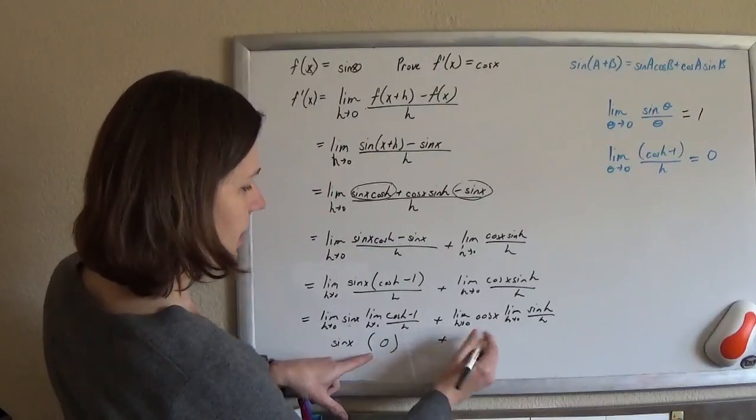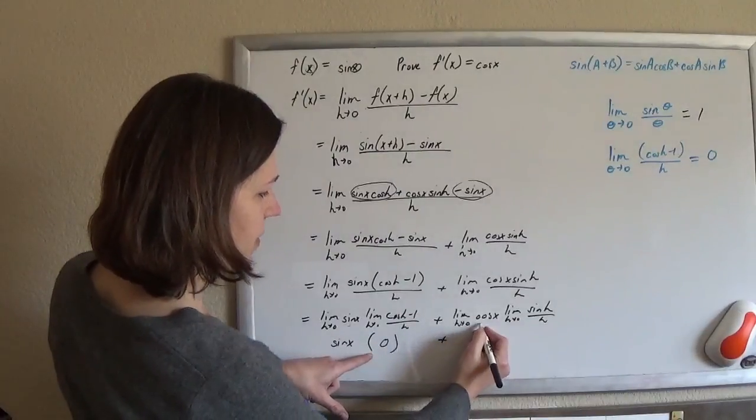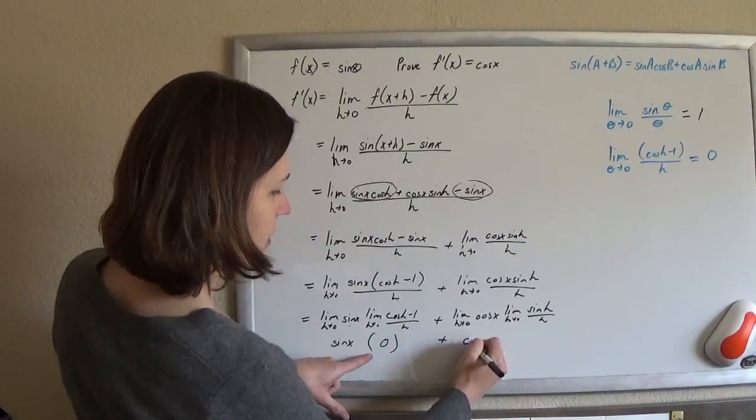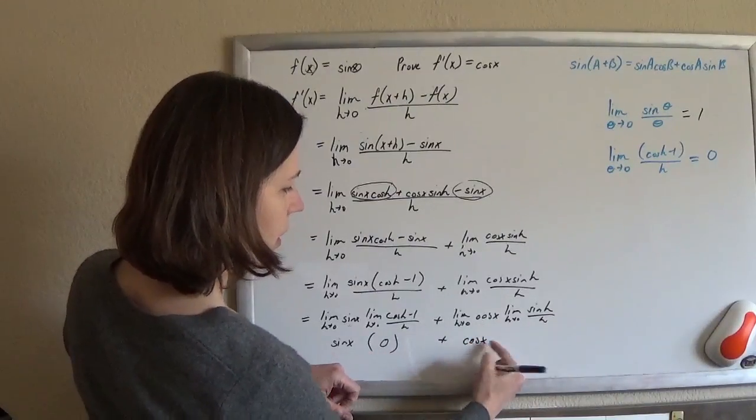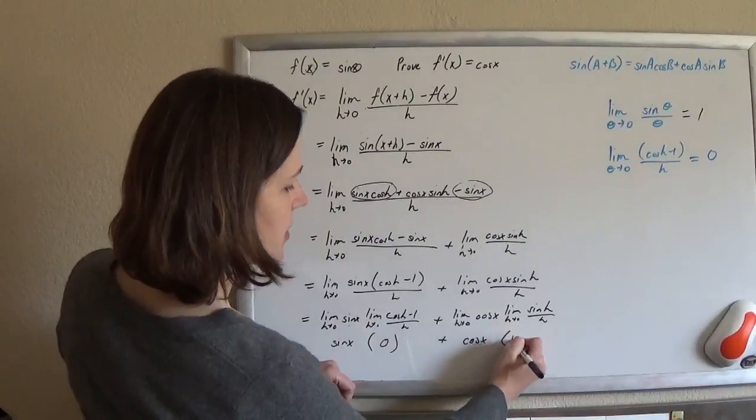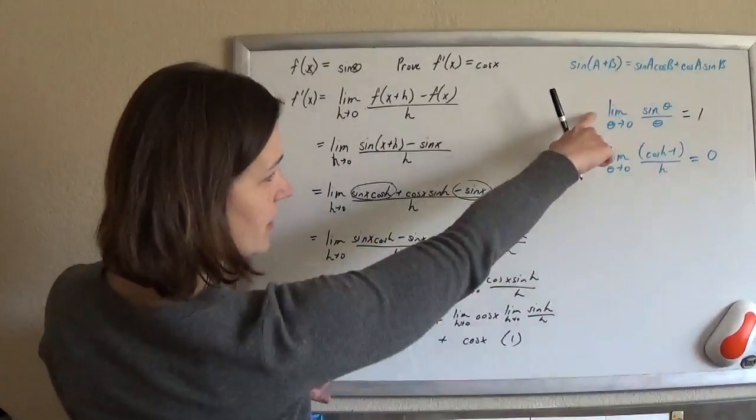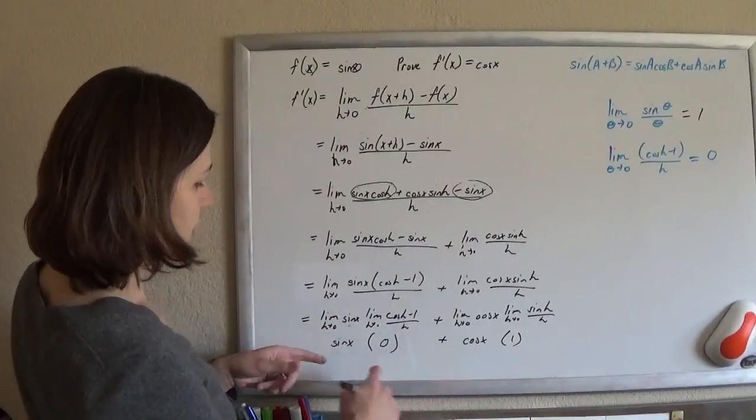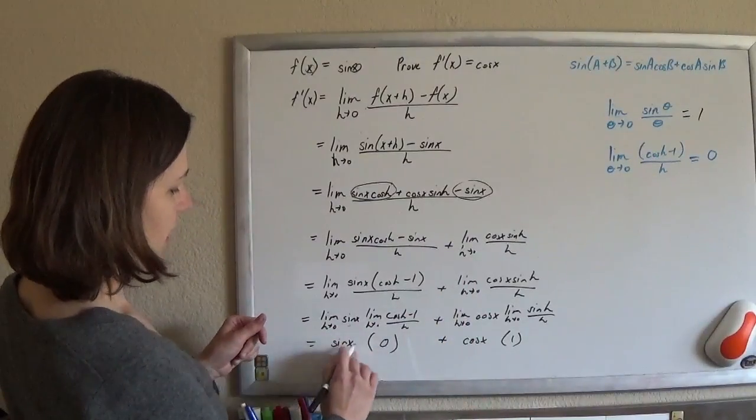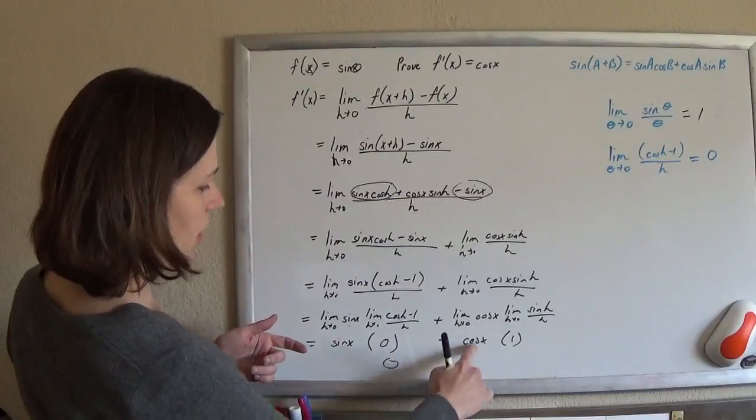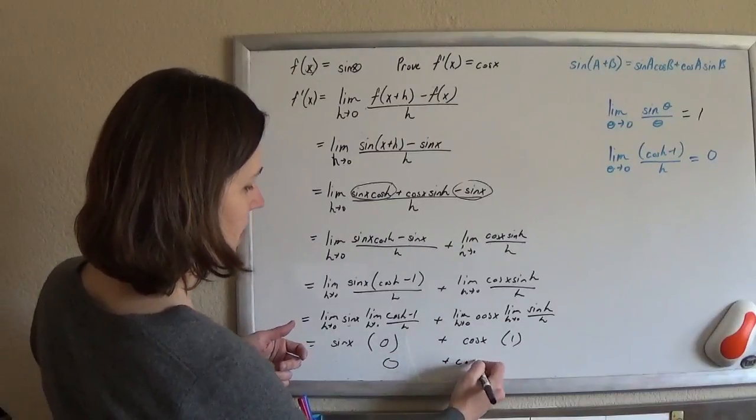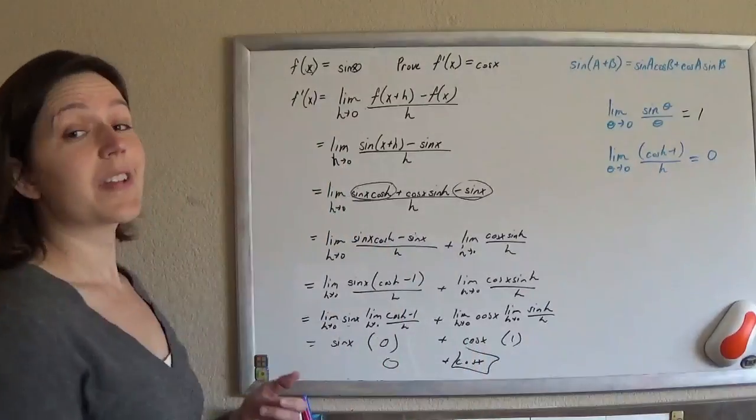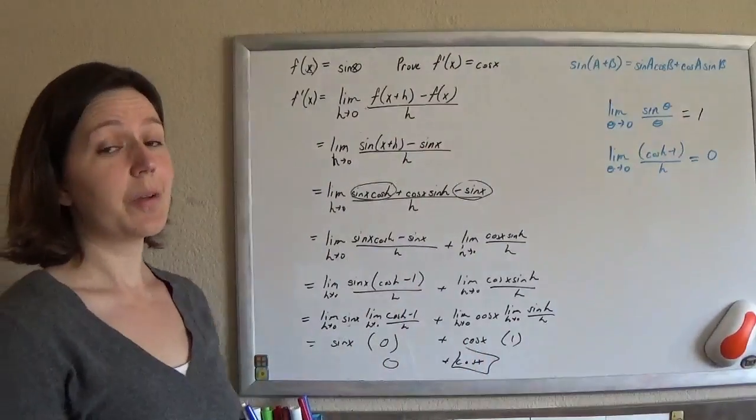And then this part, limit as h goes to 0 of cosine of x, there's no h in there, so this is going to be the cosine of x no matter what. And then this part here is just going to go to 1 because of our limit rule. And so, sine of x times 0 is just 0. Cosine of x times 1 is just cosine of x. So our derivative is the cosine of x, like we knew it would be.